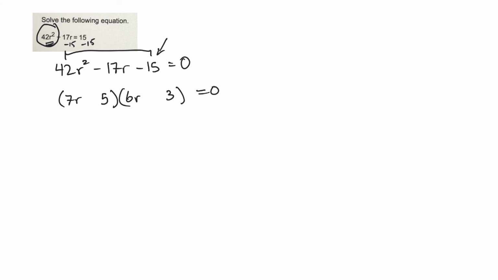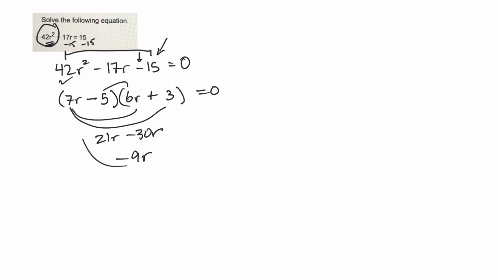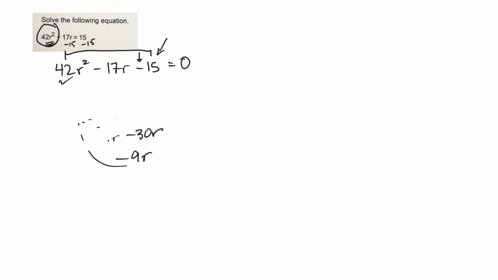Because this sign is negative, it means both signs have to be different down here. So why not put a minus there and a plus there? And I'm just going to check to see if I'm right. 42r squared, yeah, I knew that. This would be a positive 21r. This would be a negative 30r. Together, that gives me a negative 9r, not negative 17. Can't be that. Oh no, I shouldn't have erased it all. Oh well.